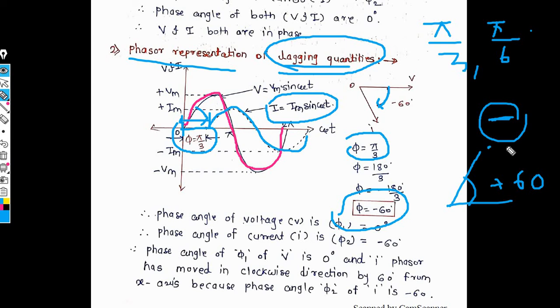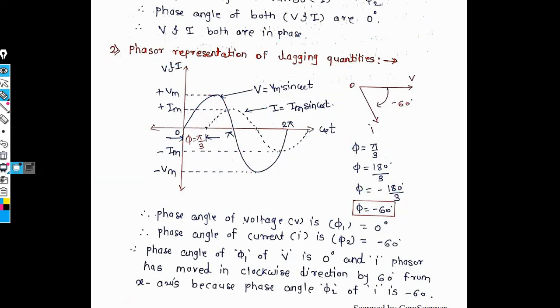Okay, this is the current waveform, then the voltage waveform. This is for leading quantities. Then in the lagging quantity, phi 1, that is the voltage angle, is 0 degree. Then the phase angle of current, phi 2, is minus 60. Minus 60 degree angle indicates a lagging quantity.